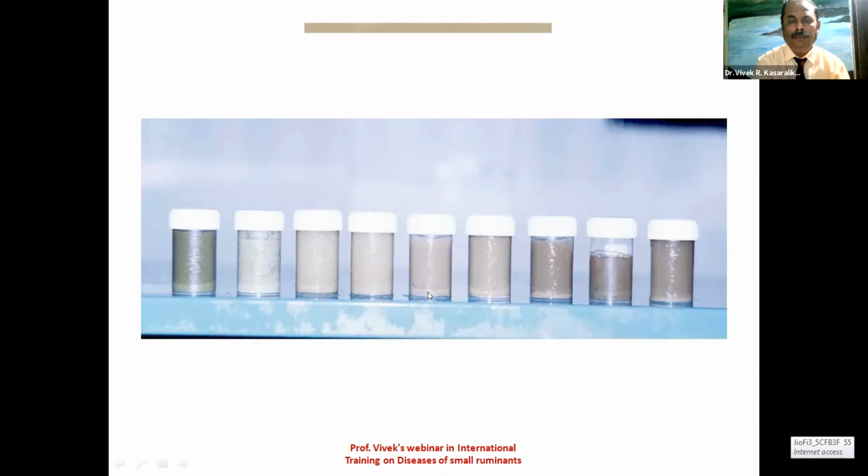And at one particular time, when you give the therapeutic treatment, you can see the change of color. Then after 90 to 120 hours, you can see that the rumen fluid assumes its normal color after therapeutic intervention. If you don't do anything, this rumen fluid remains like that and it kills the host.